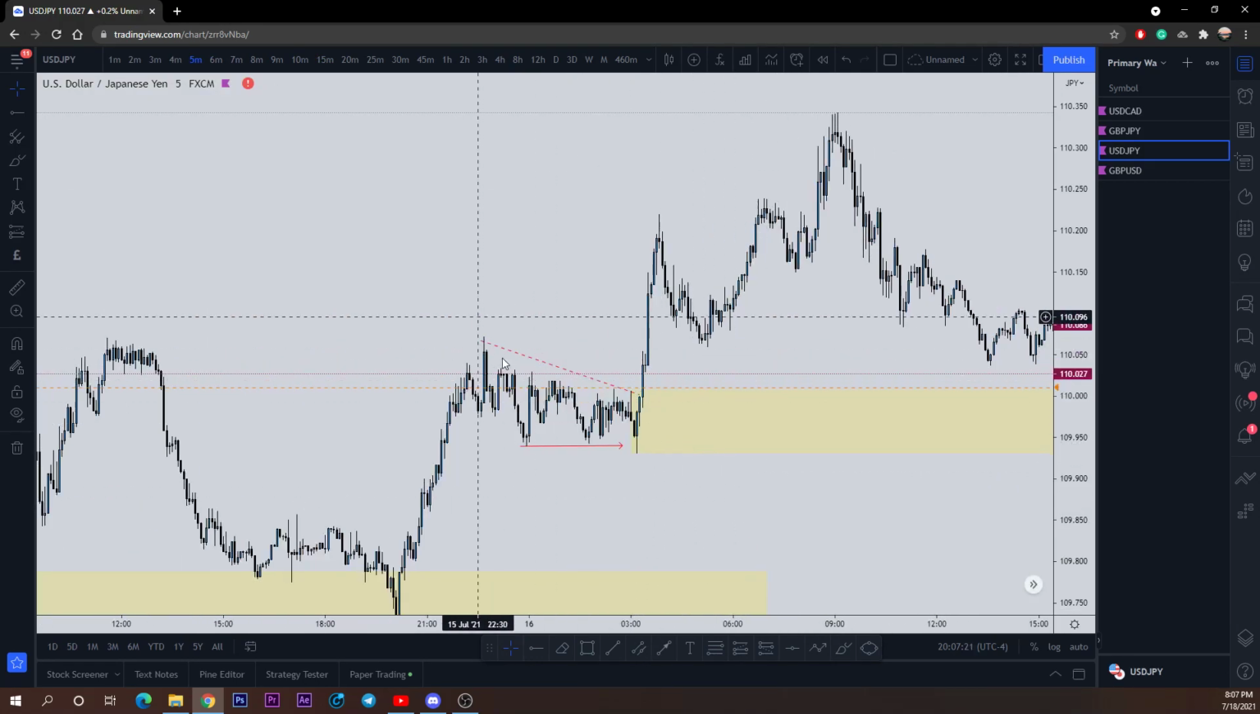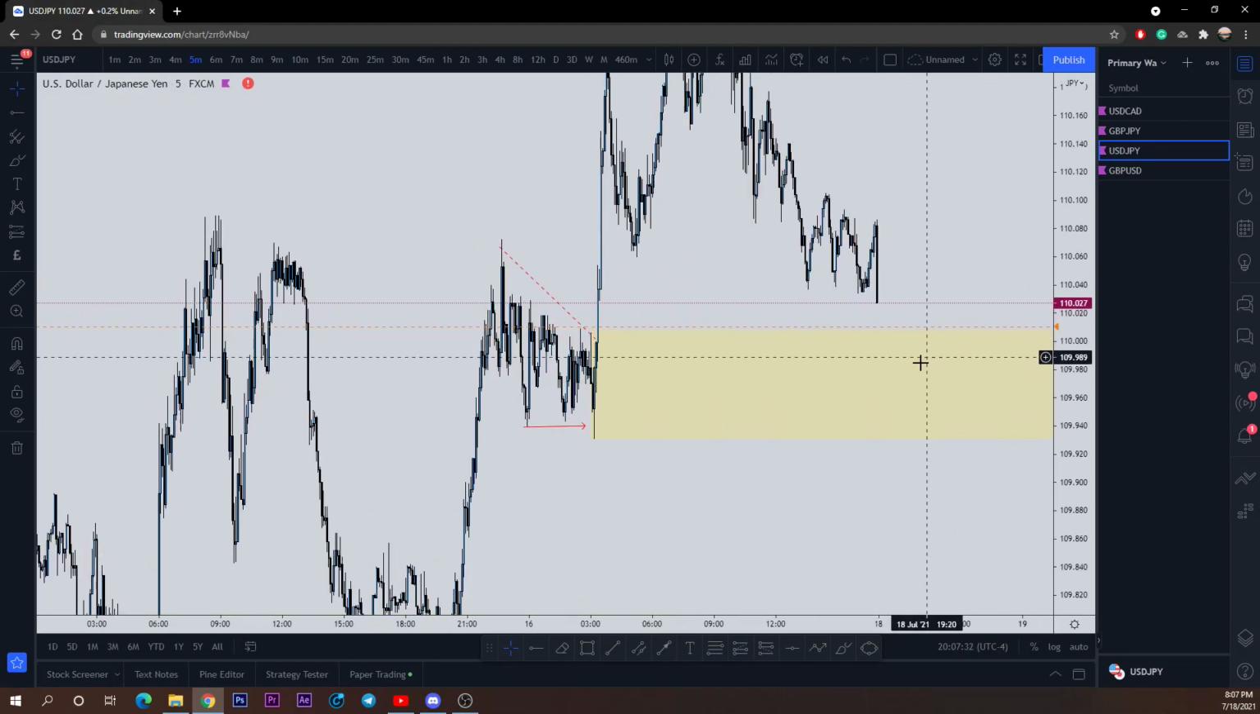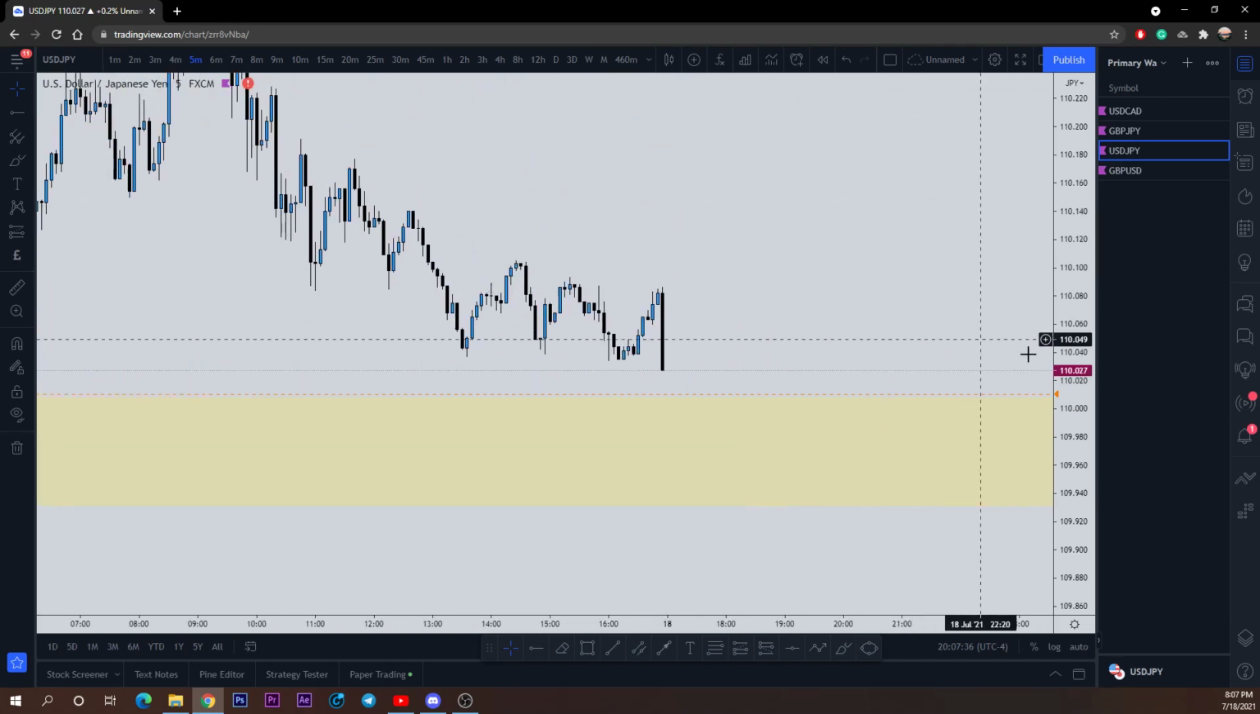You know what I'm saying? Reaccumulation with the creek. Move to the upside. We had a ST. We had our thing that took out the liquidity, went up, big creek, and now we're looking for the market to come and mitigate this area.